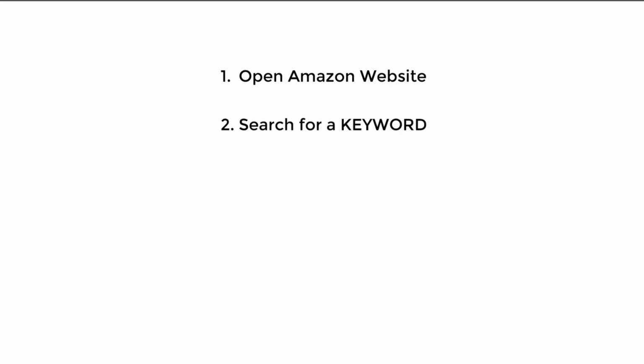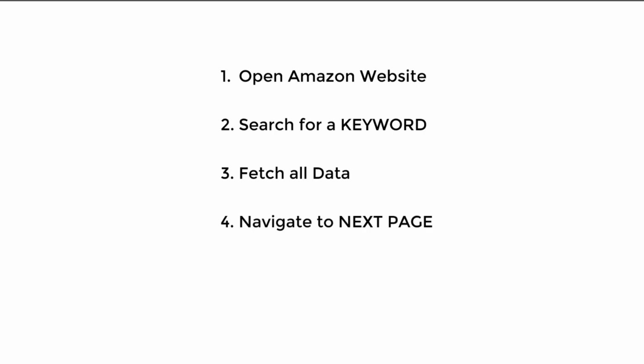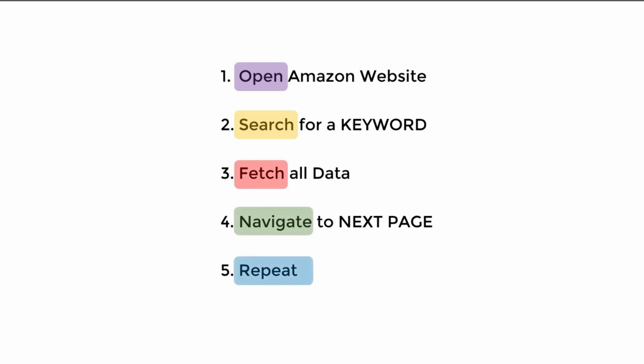So our main goal in this video is to open the Amazon website, search for a keyword, fetch all the data based upon the results that are shown to us, navigate to the next page, and then repeat steps 2 to 4. So open, search, fetch, navigate, and then repeat.